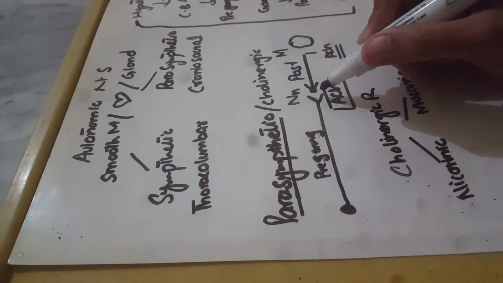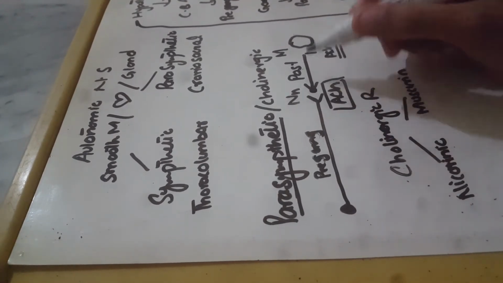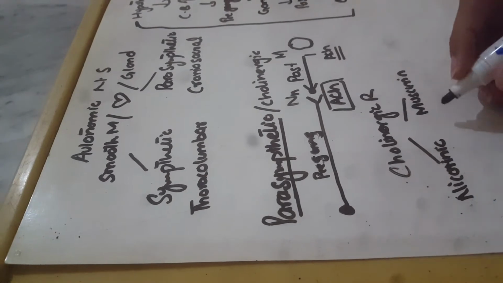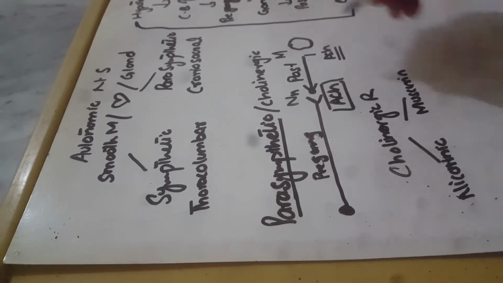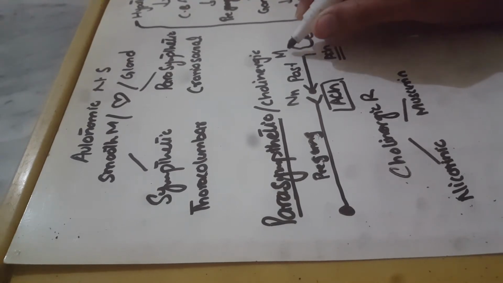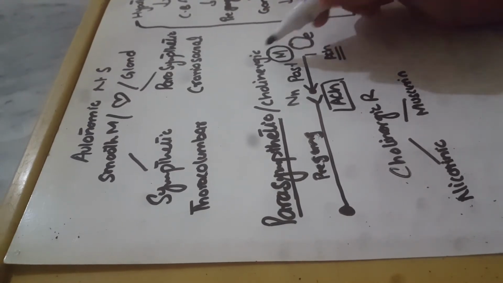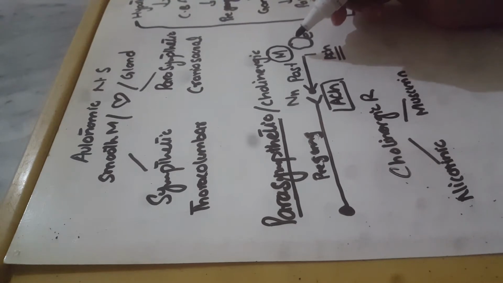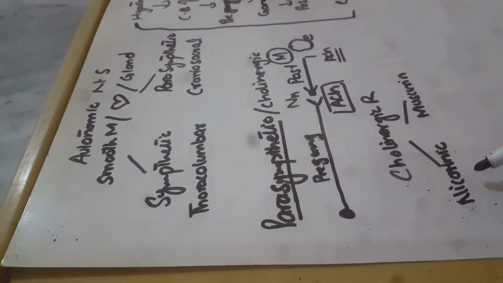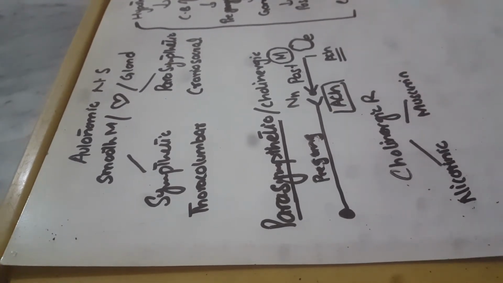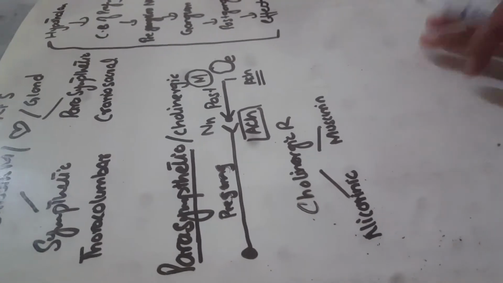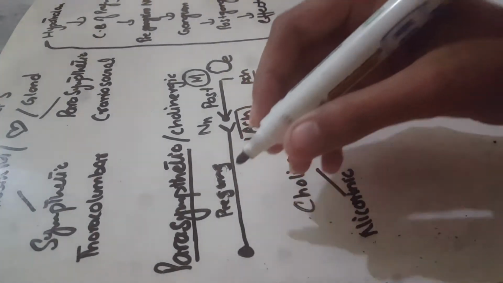Nicotinic receptors are present between the preganglionic and postganglionic neurons, and muscarinic receptors are present between the postganglionic neuron and the effector organ. Always remember, every effector organ has a muscarinic receptor. This is the effector organ. This is the muscarinic receptor. Every effector organ should have a muscarinic receptor, right? Nicotinic receptors are present at autonomic ganglia, right? Now this is all about the parasympathetic.